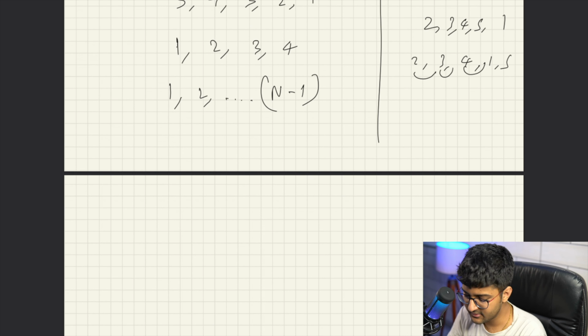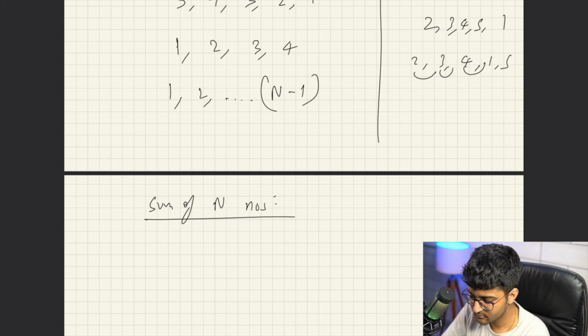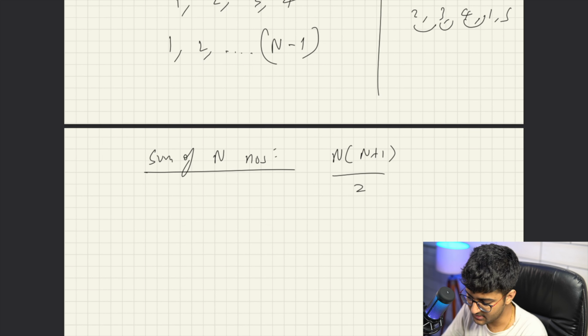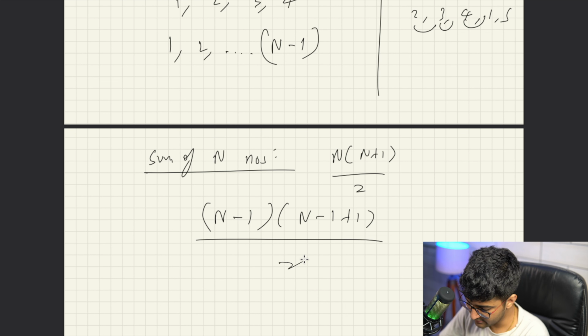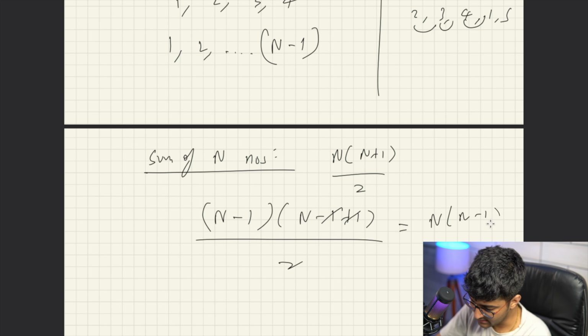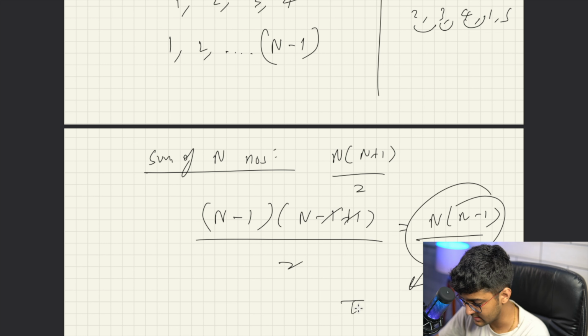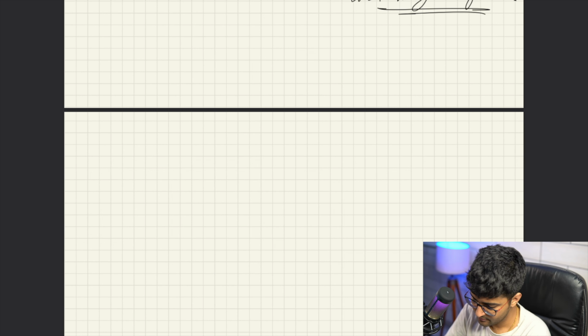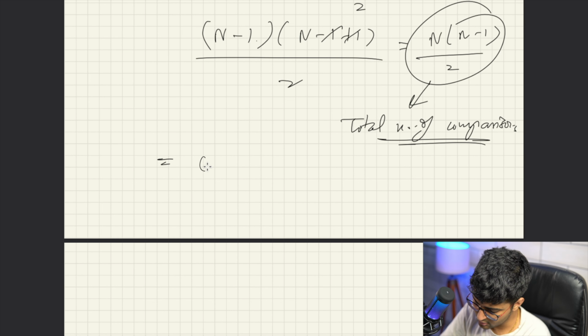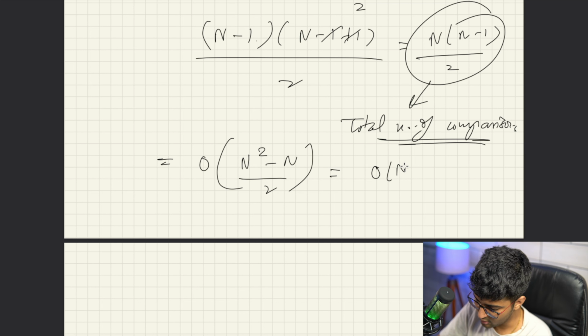What is the sum from 1 till n minus 1? Sum of n numbers is what? N into n plus 1 by 2. Here n is actually equal to n minus 1. So n into n plus 1 divided by 2 becomes n into n minus 1 divided by 2. This is the total number of comparisons. And this is actually equal to big O of n square minus n divided by 2, which is big O of n square.